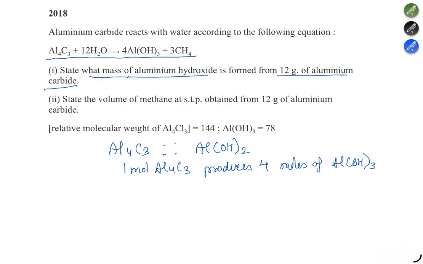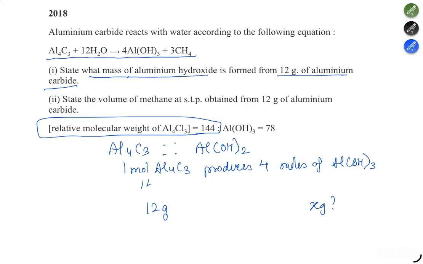But in the question they have given 12 gram of aluminum carbide will produce how many grams of aluminum hydroxide. So I need to convert this mole into mass. So 1 mole of aluminum carbide, you can see they have given directly the mass, so you don't need to calculate the molar mass here. So I can say 144 gram of aluminum carbide produces. Now 4 moles also we can calculate the mass, as they have given the mass for 1 mole of aluminum hydroxide is 78. So 4 into 78 gram of aluminum hydroxide.